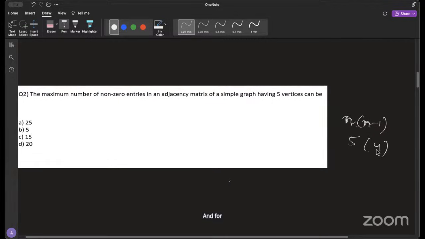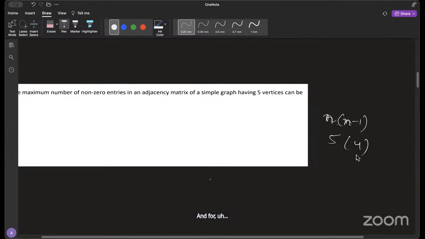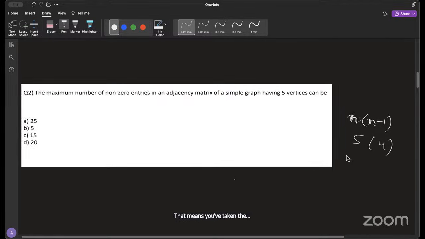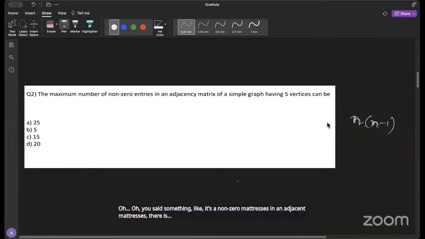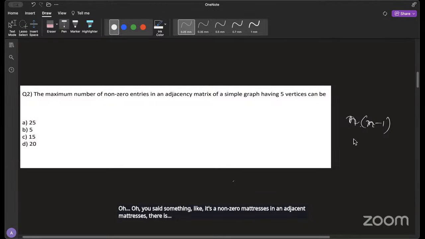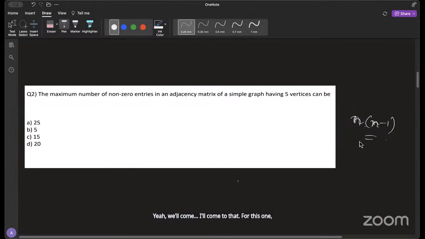And for that, what did you say? Which does not have a cyclic? You said something like it's non-zero entries in an adjacency matrix. I'll come to that. For this one, let's just first try out this formula.